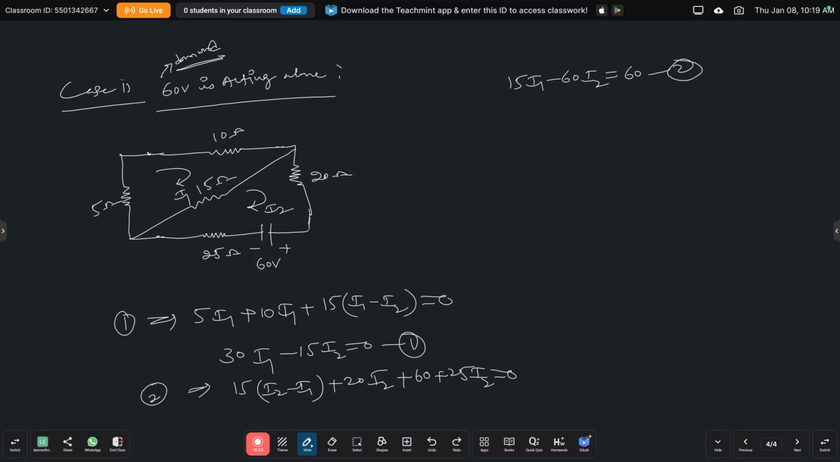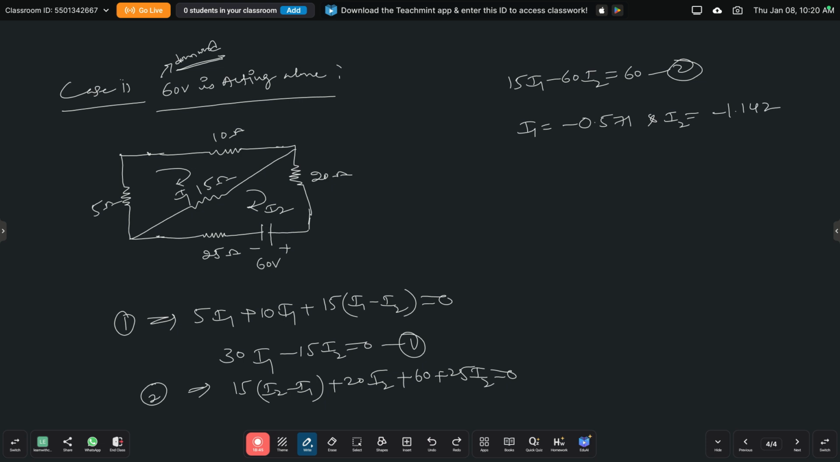So by applying the mesh analysis to both the loops, we get two equations. Again, you just solve these two equations by using calc. So then we get I1 and I2. So here the value of I1 is equal to minus 0.571 and I2 is equal to minus 1.142.